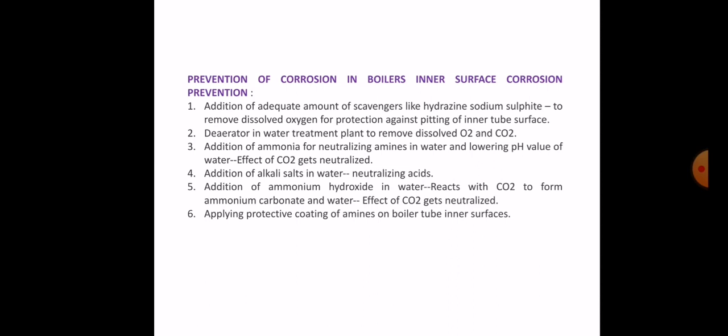So over here, suppose this type of corrosion may occur on the inner surface of the tube, at that time some addition is required, like scavengers, deaerators, ammonia, alkali salt, ammonium hydroxides. Suppose we add these, at that time CO2 is neutralized and oxygen we can easily remove. So due to that we can prevent corrosion inside the boiler tube.